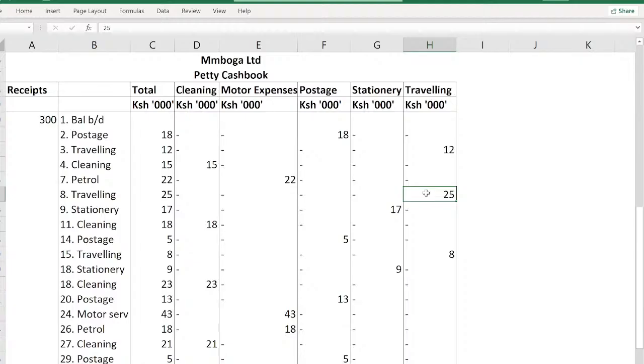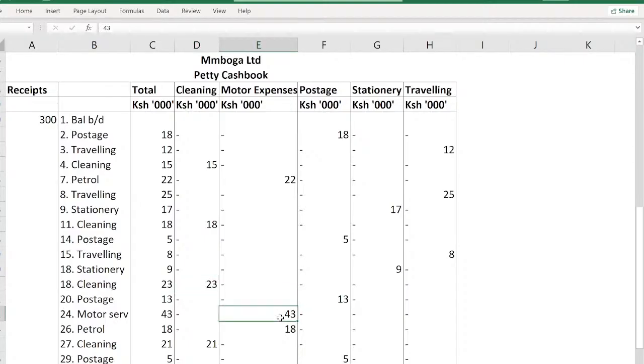We have stationery for 17,000. Cleaning again on date 11, 18,000. Postage for 5. We indicate traveling for 18, for 8,000. We did some stationery for 9,000. Cleaning again for 23, indicated there. Postage for 13.